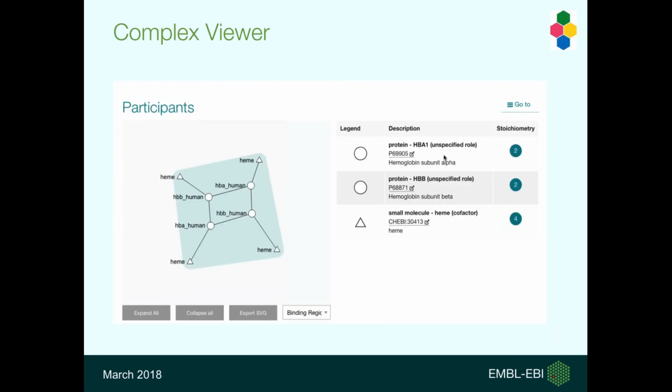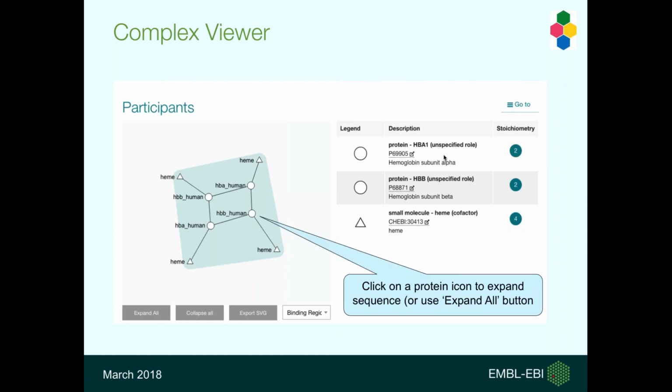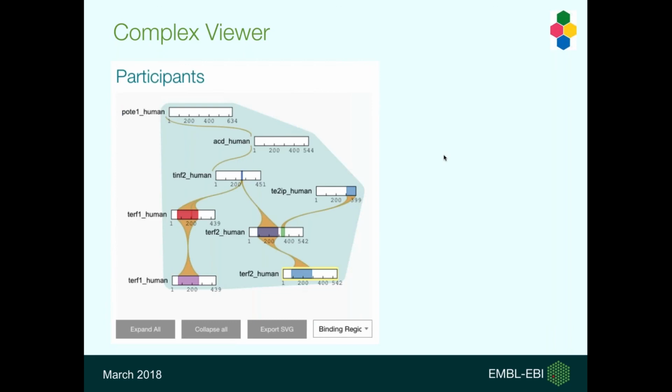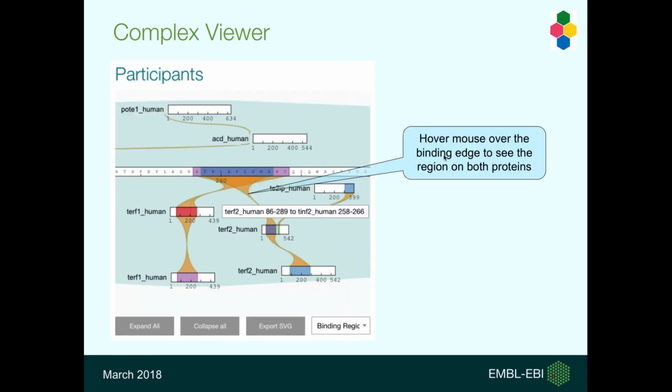Very quick look at the viewer. This is very interactive. You can click and drag these icons around. And if you click on it or click on expand all, you can zoom into the amino acid sequence. At first, it just opens a short bar. If you hold Shift and then click, you can zoom in down to the amino acid residue level.